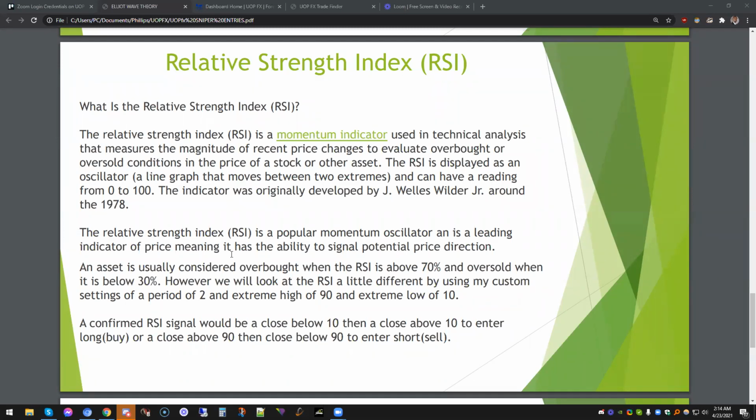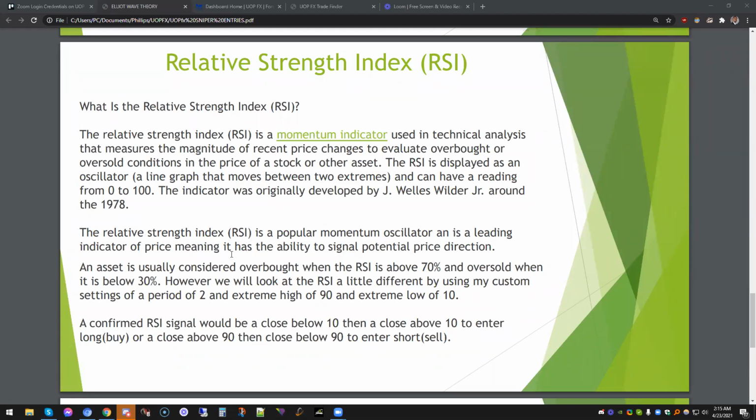And I don't like to look at it really as oversold or overbought. This is just a term that is used traditionally, right? But I'm not really a traditional trader. So I look at them as extremes, okay? So I look at the upper extreme, which is the overbought condition, and I look at the lower extreme, which is the oversold condition, okay?